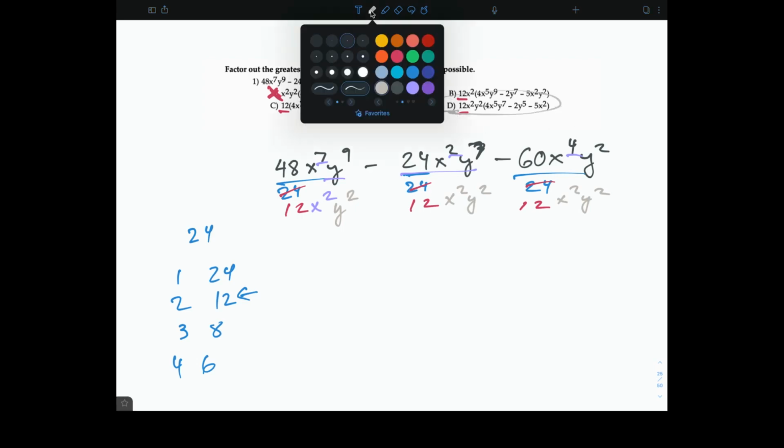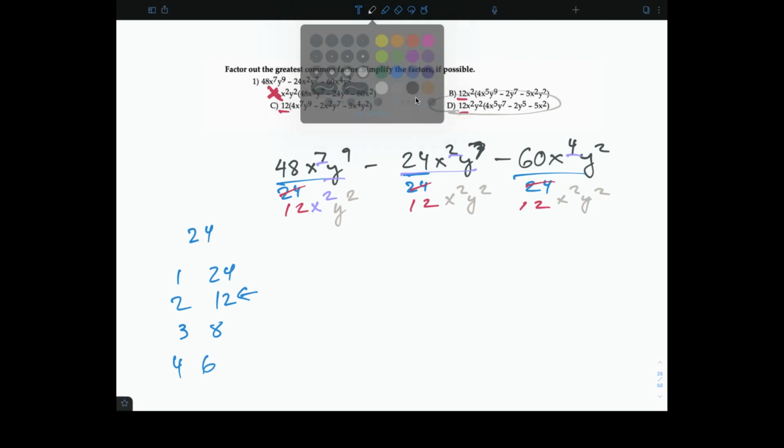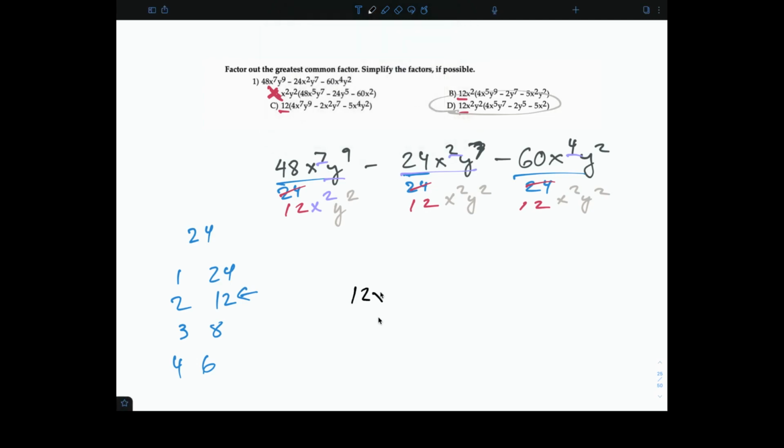But if you want to be thorough, then what we do is we put the 12x squared y squared on the outside. Inside is the division of them. So 48 divided by 12 is 4. x to the 7 divided by x squared is x to the 5th. You should know that because of what would you do when we divide? We subtract the exponents. So 9 minus 2 in the next one is going to give me 7.